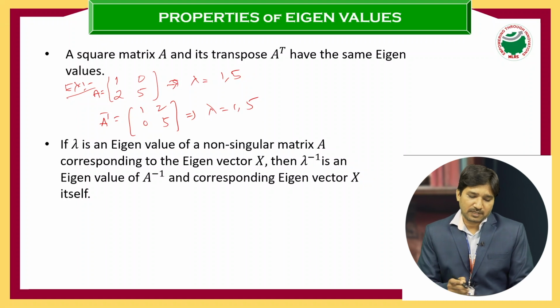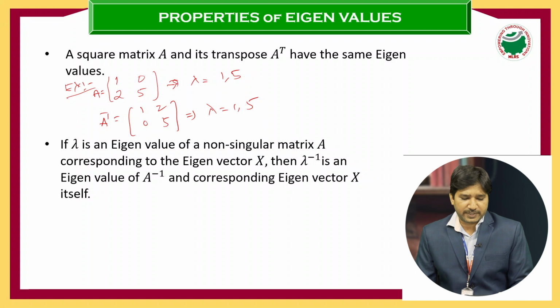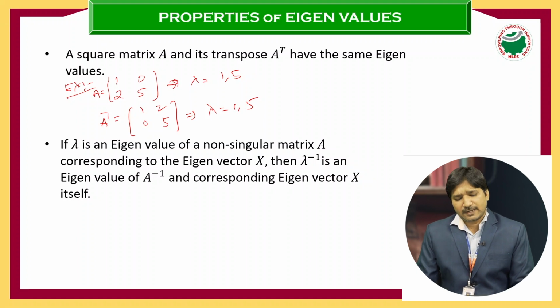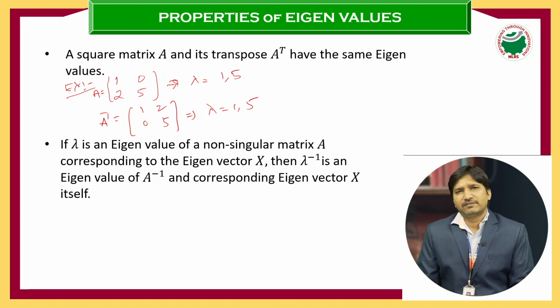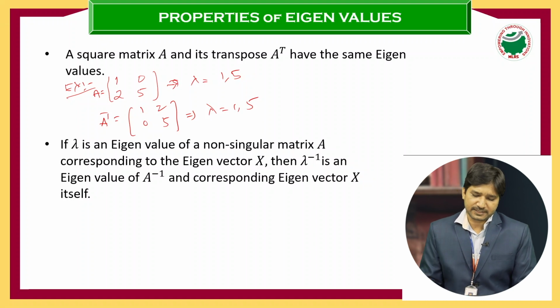Okay. And the last one is also important. Here, if lambda is an eigenvalue of a non-singular matrix A corresponding to the eigenvector x, then lambda inverse is also an eigenvalue of the matrix A inverse with corresponding eigenvector x. The eigenvectors are the same.